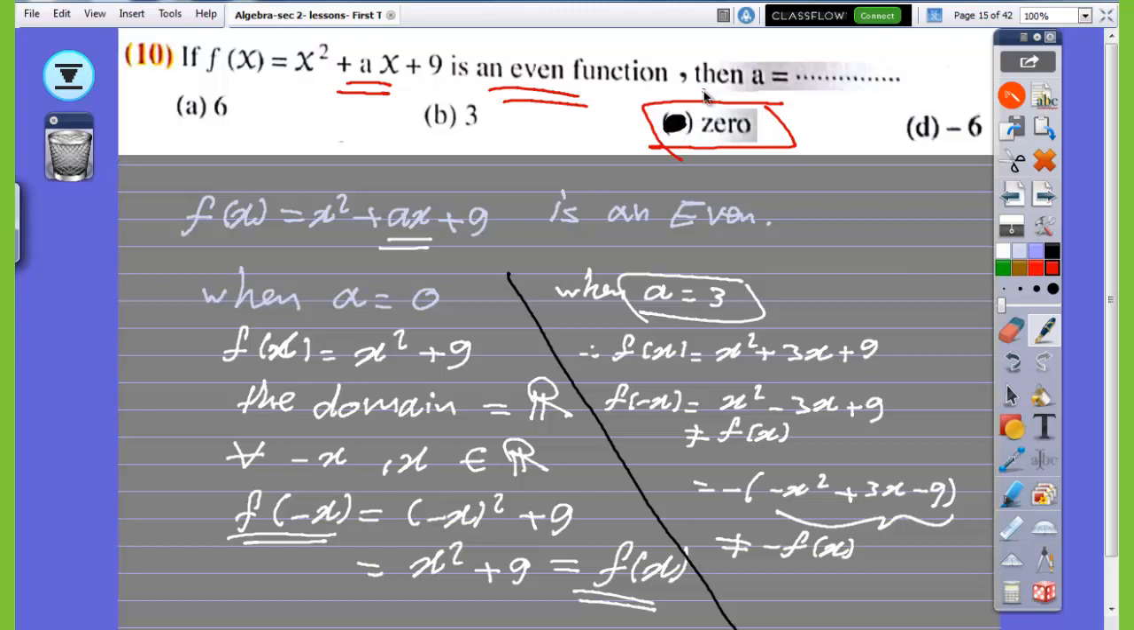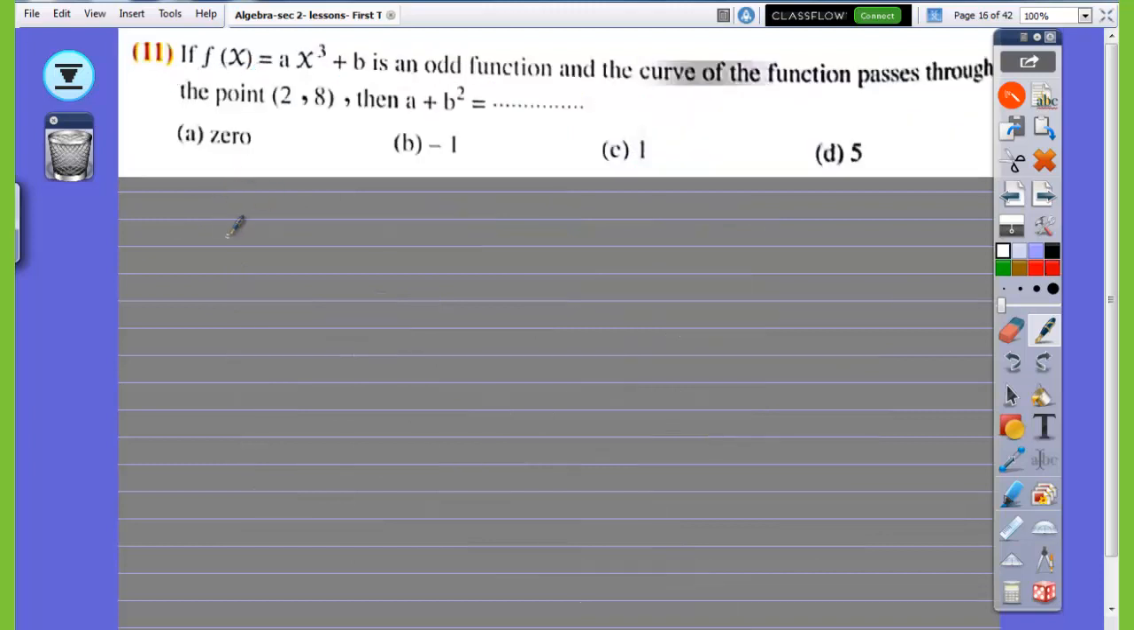Next question. Here we have f of x equals ax to the power 3 plus b is an odd function, and the curve of the function passes through the point (2, 8). Then a plus b squared equals one of these.